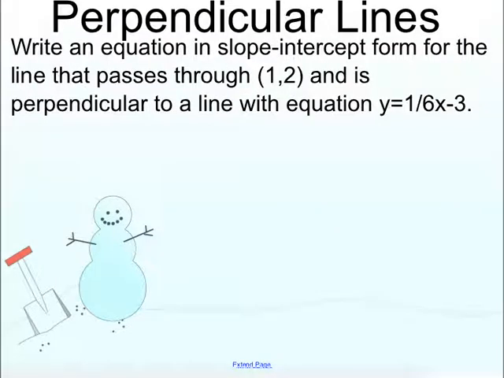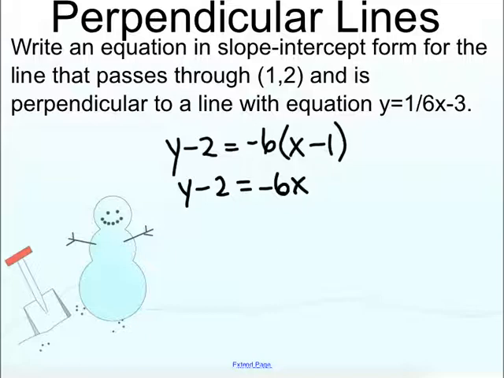All right. Let's find the equation of the line that is perpendicular to y equals 1/6 x minus 3 and goes through (1, 2). Well, we're going to use our point: y minus 2 equals some slope times x minus 1. And our slope needs to be the opposite reciprocal of 1/6, so we need -6. We expand to get y minus 2 is equal to -6x plus 6, and add 2 to each side to get y equals -6x plus 8. That would be perpendicular to y equals 1/6 x minus 3.